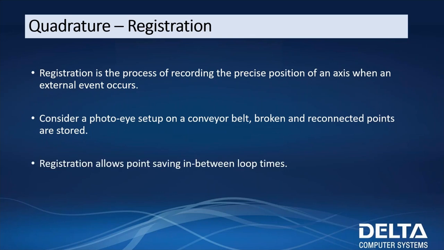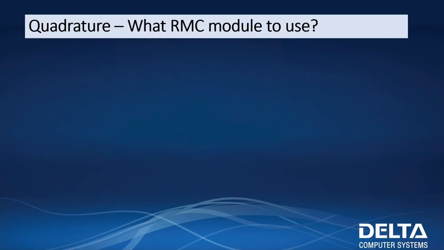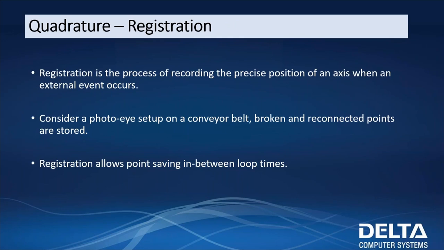Well, registration allows point saving in between loop times. What this means is that you don't get shoved off to the closest millisecond, closest loop time. You can actually save those times in between. And one more thing I want to note, saving those times in between means that we can have very, very accurate measurements, much more accurate than we could with other feedback types. So if you want extremely accurate measurements between 2 points, something like the example presented here, quadrature is a great option.